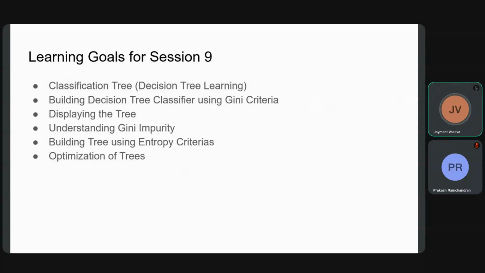So the goals for session 9 would be the discussion about decision trees, building a decision tree classifier using scikit-learn, then understanding the entropy and Gini criteria, displaying the trees that we have built, and also, in the end, optimizing the whole tree in order to get the best tree, with which hyperparameters and criteria the tree gives us the best results. So let's get started with decision trees first.